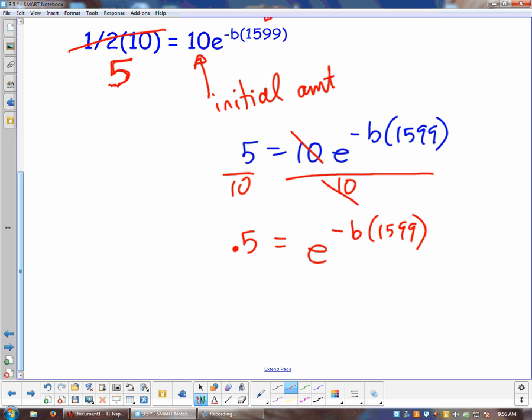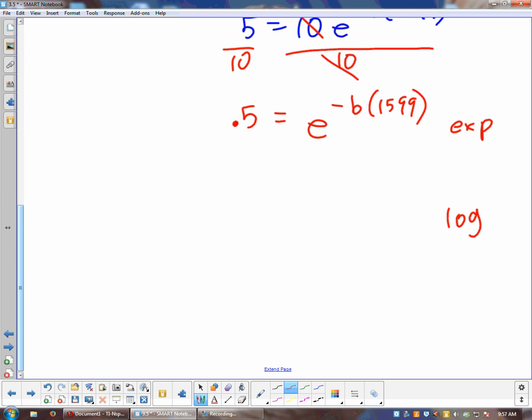All right, what's going to be our next step here, Jack? We cannot divide by e. What are we going to do? This is in exponential form. We need to rewrite it in log form. So Jack, what's that going to look like in log form? Okay, ln or log to the base e. I'm with you. ln of 0.5 equals negative b times 1,599.